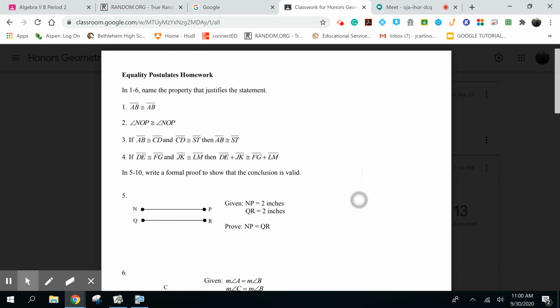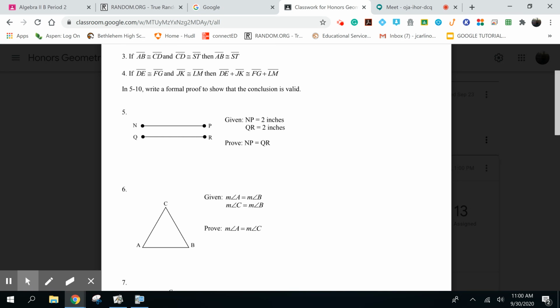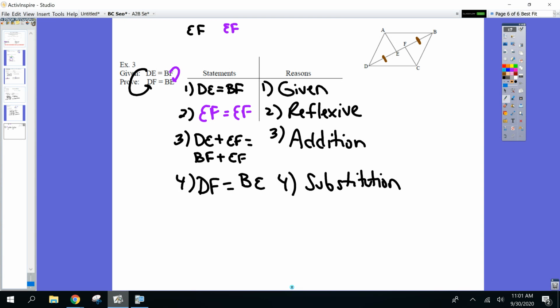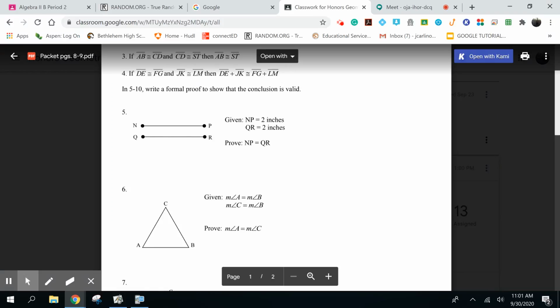When you start on number 5, you start with statements and reasons, where it says write a formal proof. Guys, please listen here. I'm going to warn you, all these proofs don't look like given, addition, substitution. I'll do number 5 with you right now to show you. Everyone see our givens on number 5? NP equals 2 inches, QR equals 2 inches. So why does NP equal QR? This has nothing to do with addition.